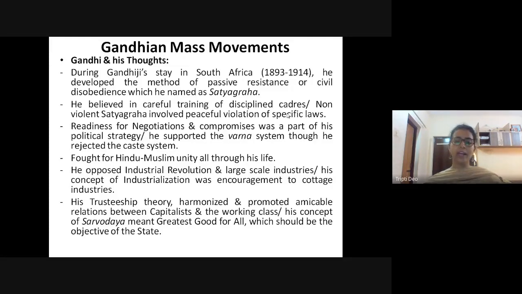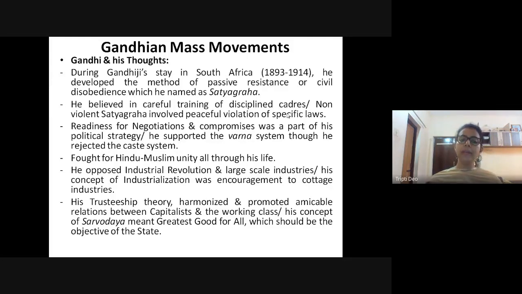Yes, so let's go back to our Gandhian mass movement. Gandhi and his thoughts. Now, during Gandhi's stay in South Africa, which was from about 1893 to 1914, he developed the method of passive resistance or civil disobedience, which he named as Satyagraha. So ye jo concept hai Satyagraha ka, jo Gandhi ne India mein apply kiya in the national movement, Gandhi had already conceived and framed this in South Africa.